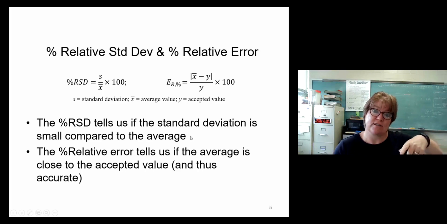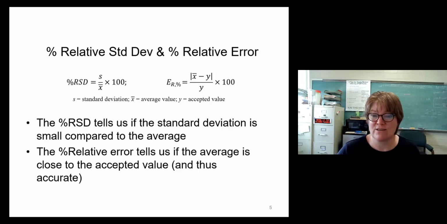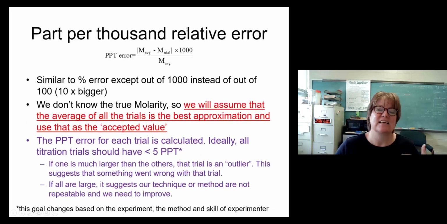The other thing on the titration, I asked you to do part per thousand error. So in this case, the error would be the difference between the trial and the average times 1,000. So I'm using the average molarity of the NaOH as being the accepted value. Actually, I think I said for when you're doing part per thousand, use your average. So take your average value, subtract the molarity of that particular trial, multiply by 1,000, and then divide by the average molarity.